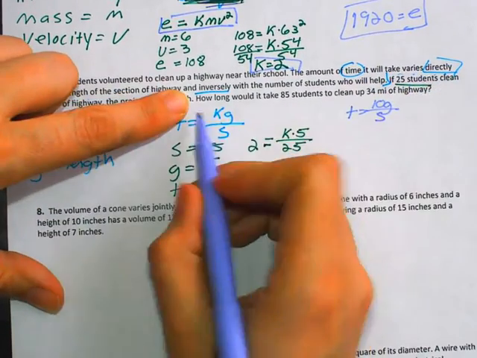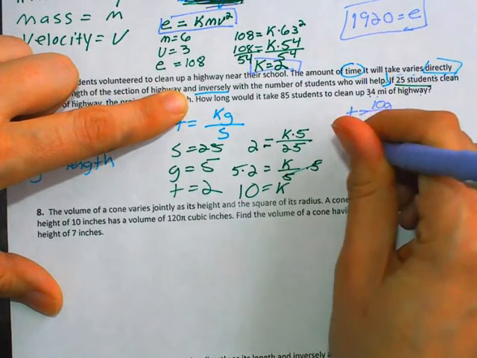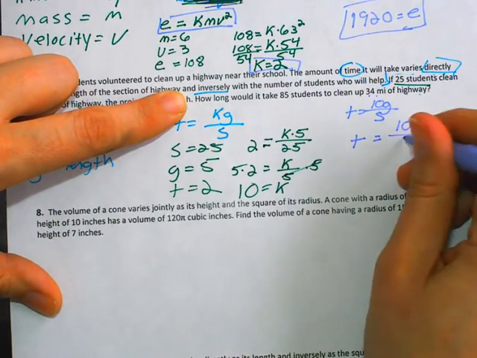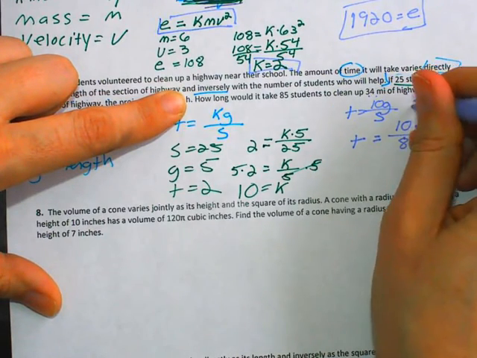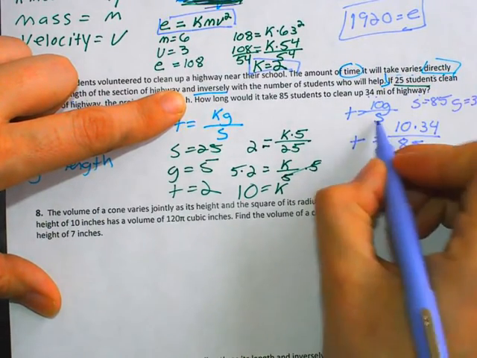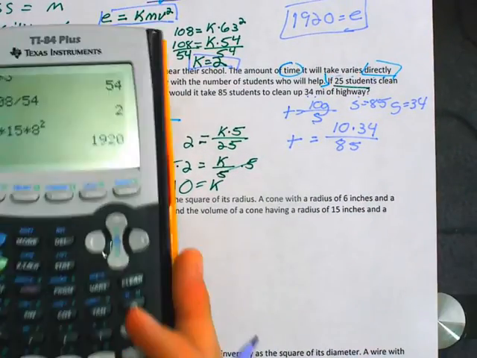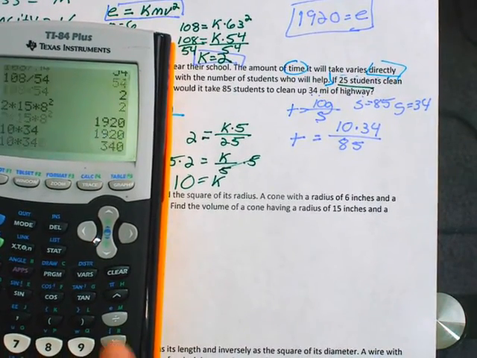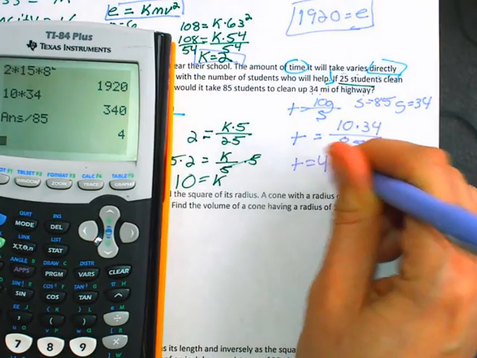Now let's see what it asks us. How long would it take 85 students to clean up 34 miles of highway? So how long, I don't know T, would it take 85 students to clean up 34 miles of highway? All I did was S equals 85, G equals 34, and I substituted into our equation. Okay, I'm going to put that in my calculator. 10 times 34 divided by 85 equals 4. So it takes 4 hours.